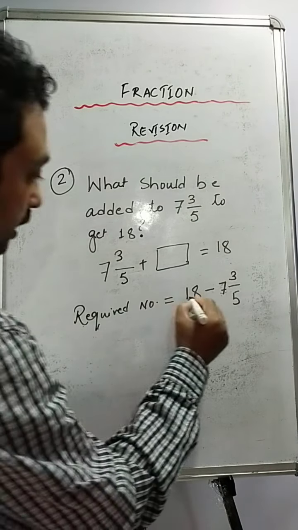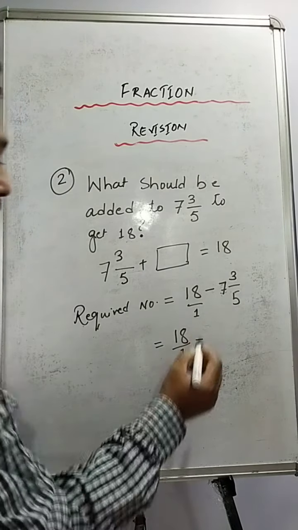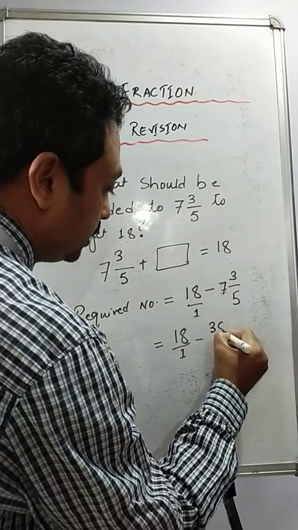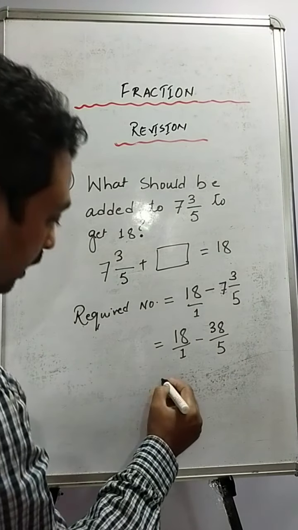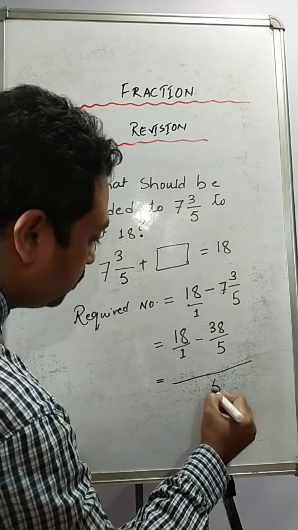Now 18 is carrying 1 as a denominator. So 18 by 1 minus 7 5 is a 35, 35 plus 3 is what? 38, isn't it? 38 by 5. 35, 36, 37, 38. Now we'll get the LCM. What is the LCM of 1 and 5? Obviously it is 5, students.